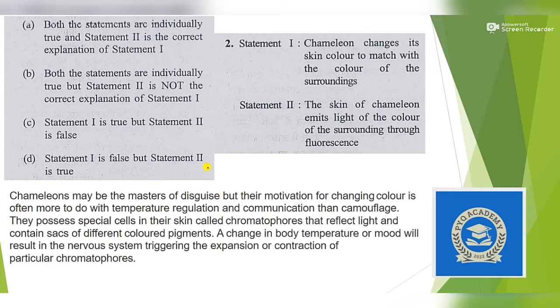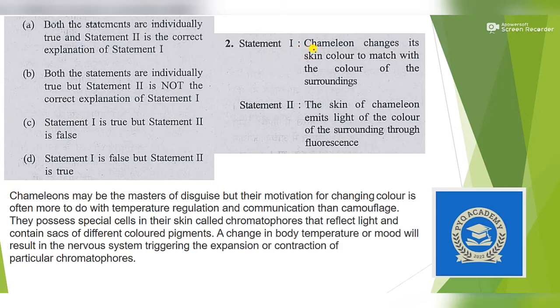So the first question is an assertion-reason type question in which you have to mark answer A if both the statements are correct and statement 2 is the correct explanation of statement 1, and if both the statements are correct but statement 2 is not the correct explanation of statement 1, then your answer will be option D, and if only statement 1 is correct and 2 is false, then answer will be option C, and if statement 1 is false and statement 2 is true, then answer is option D. So accordingly, let's read the statements.